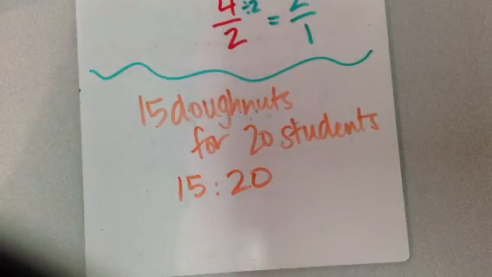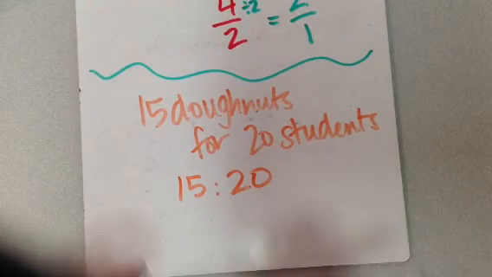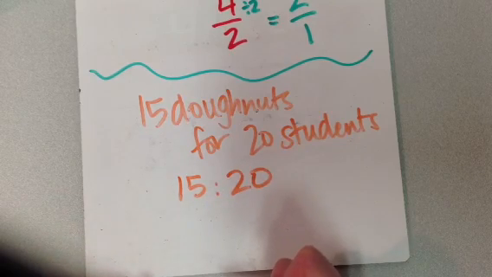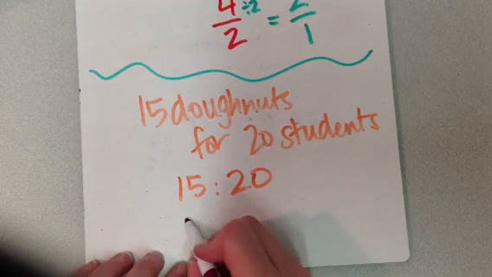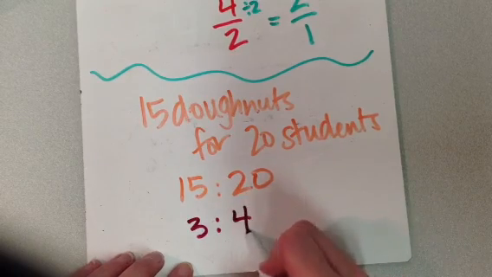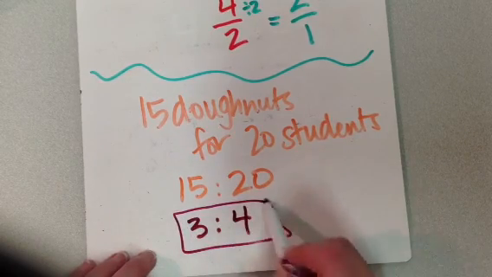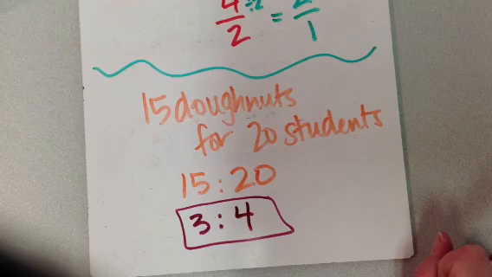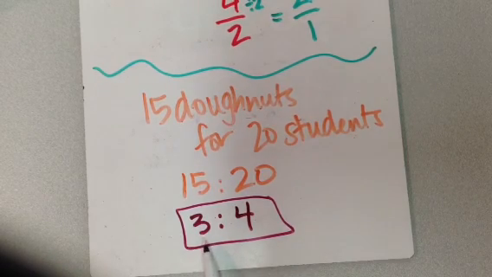Hopefully you're starting to see that just like fractions, they kind of stick out at you. I can divide 5 out of both of these, right? 15 divided by 5 is 3. 20 divided by 5 is 4. So I could say that this is my final ratio. For every 3 donuts, let me start again. There's 3 donuts for every 4 students.